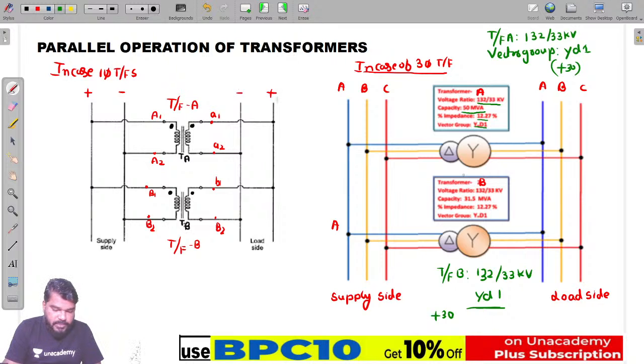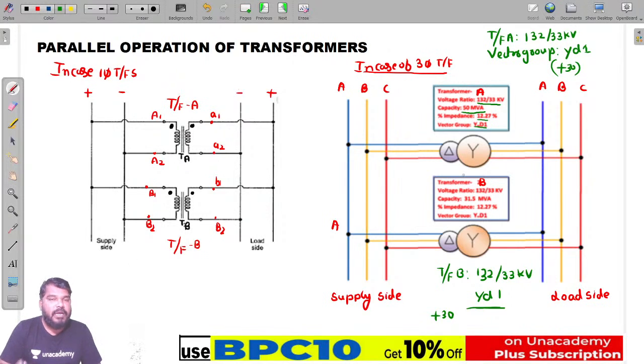What is the application of parallel operation? Application means, suppose we use only one single transformer, we cannot transfer a large amount of power from the source to the load. If we use two or more transformers connected in parallel, we can transfer more power from the source to the load.